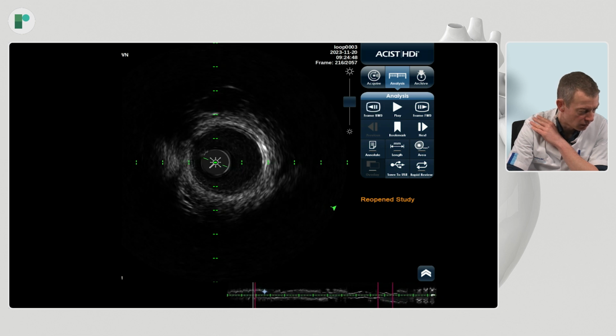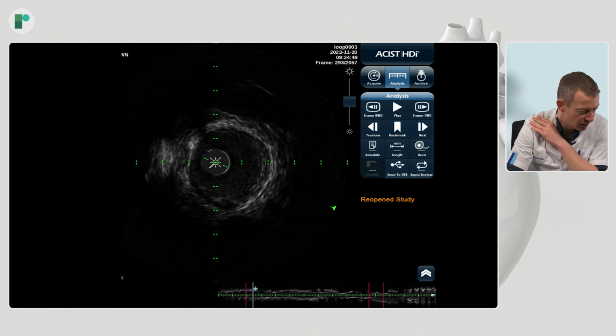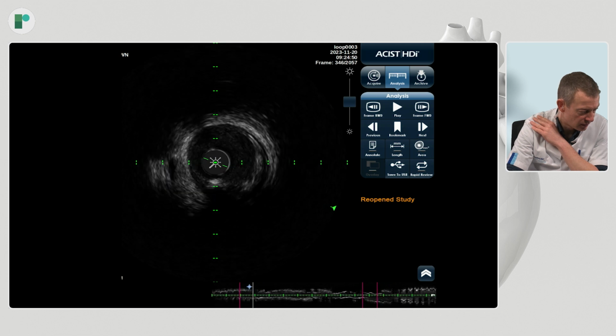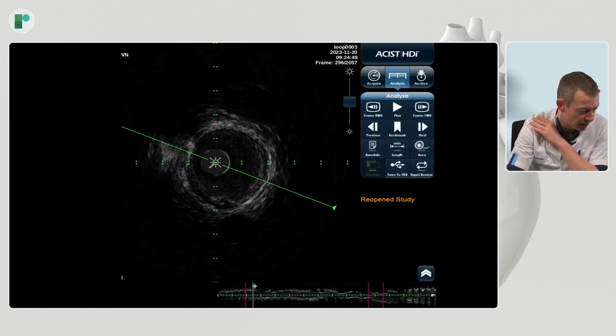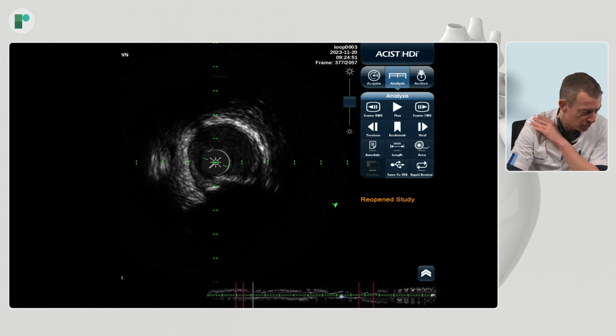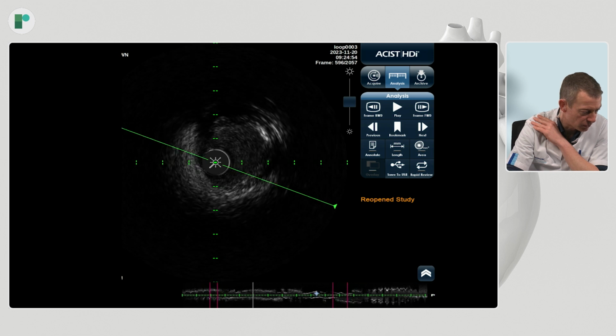So this is long. I start distally, somewhere where it's really nice and patent. So I can do that here. I can place my bookmark somewhere here. So that's at frame almost 300. I go proximal. This is something we all want to treat.